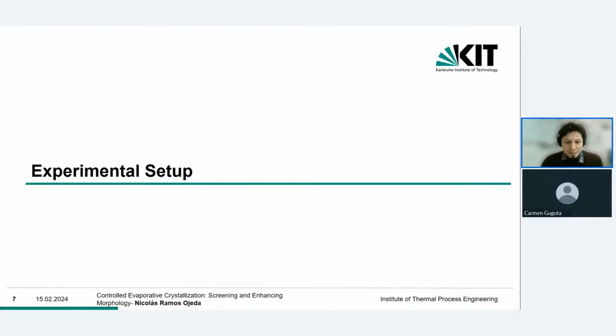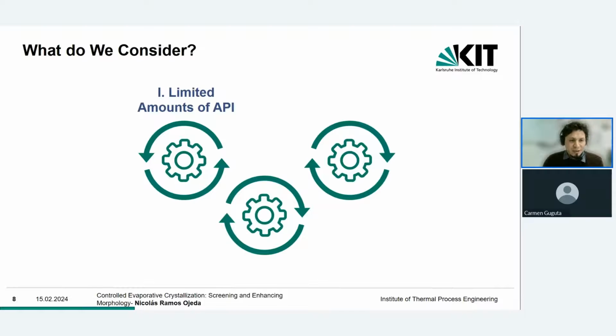Right now I'm going to go further into the experimental setup, and first of all, I think we need to see what we have to consider when working with APIs, where you have smaller amounts of available material. How can we optimize this very limited material to obtain enough results to perform a good screening and maybe hit the conditions that promote better morphologies?